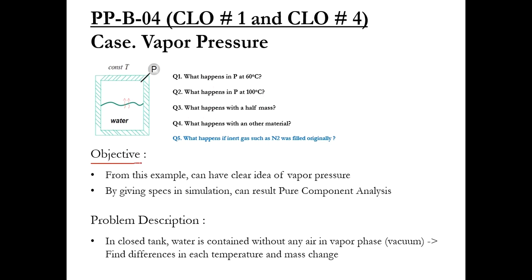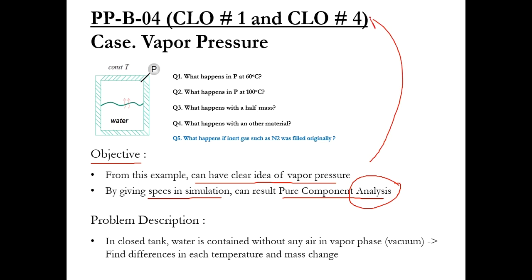The objective of today's simulation is that we can have a clear idea of vapor pressure, and by giving specifications in the simulation we can get pure component analysis results. As I have told you, this activity is related to CLO number 4, so the analysis part is covered in this activity. In the problem description, in a closed tank water is contained without any air in the vapor phase. Find the difference at each temperature and mass change.